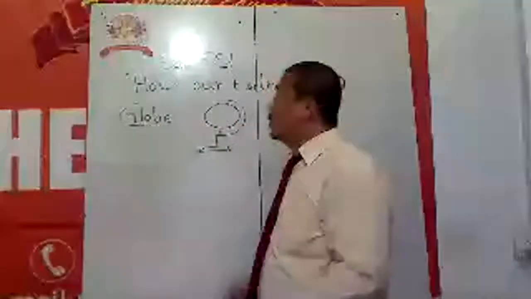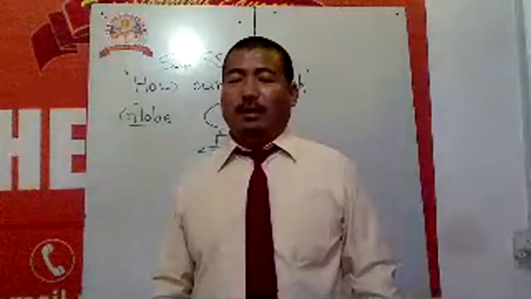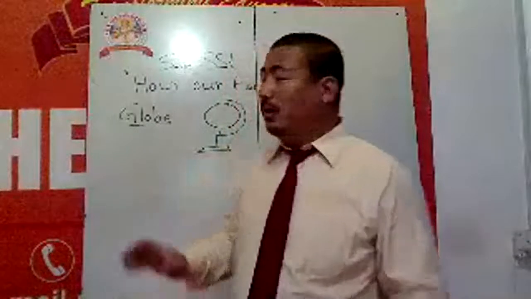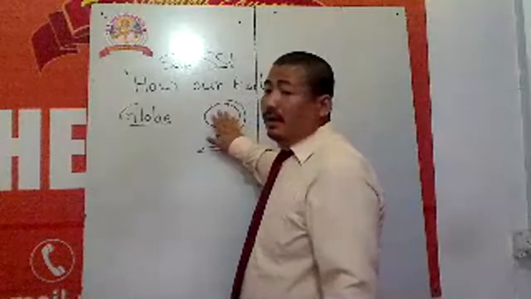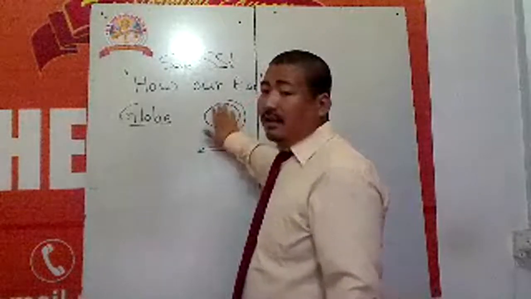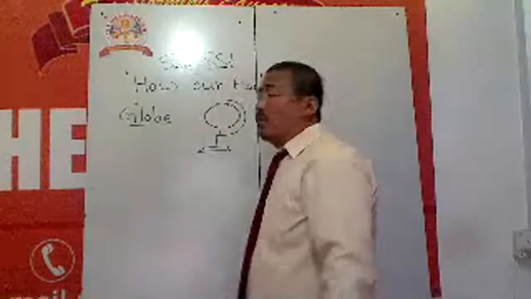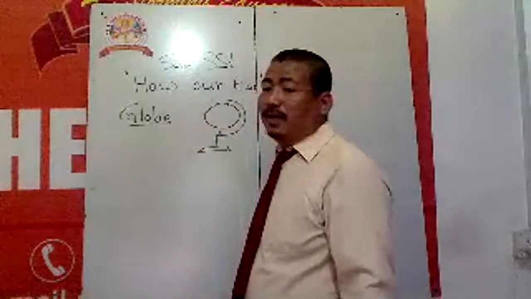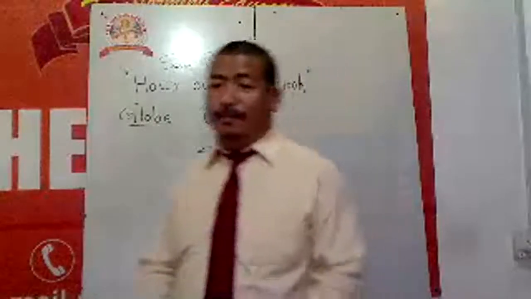But in a globe also, we cannot see all the parts at once because it is round in shape. If we are looking here, we are seeing only this side of the earth. So if we want to see the next side, we have to turn the globe in this direction, and we can see the back side of the earth.